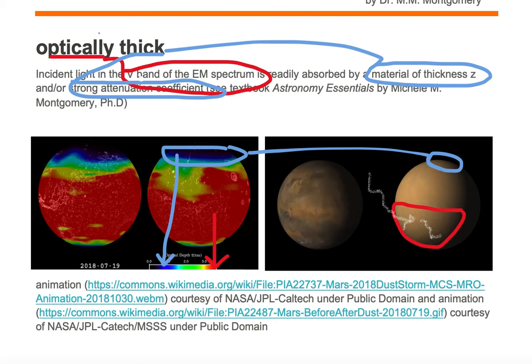Optical refers to the V-band of the electromagnetic spectrum mostly, and thickness is dependent upon how much material you have and on that material's ability to attenuate light.